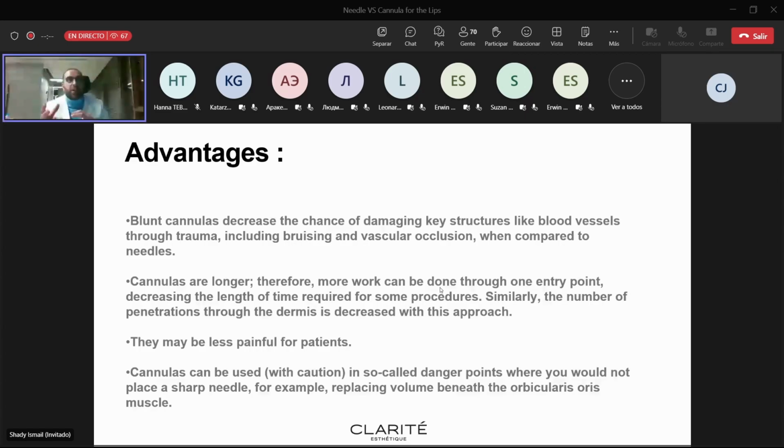And one of the main advantages of cannula is that I can reach all the tubercles and all the vermilion border from just one point right, one point left. So I can treat all the lips from 2 entry points rather than injecting too many points.